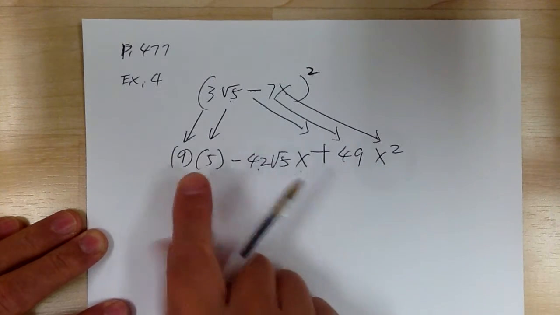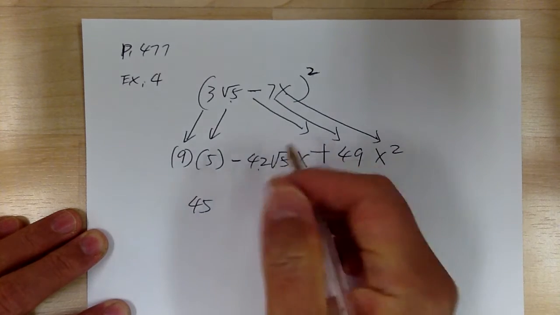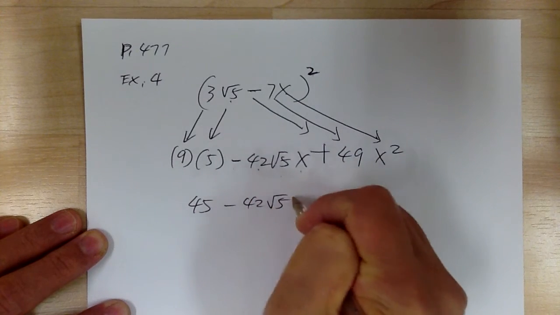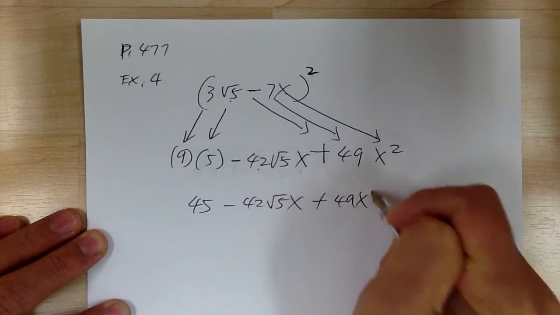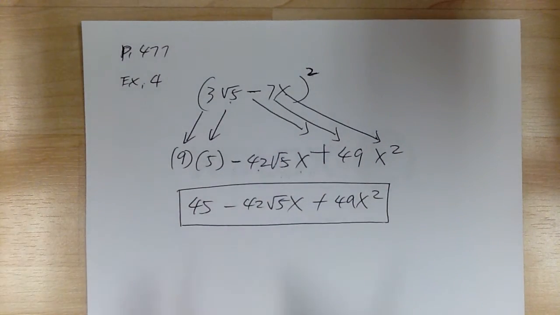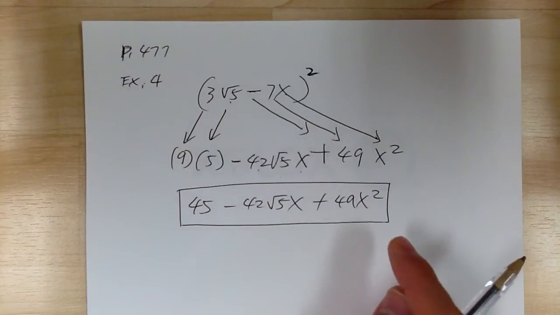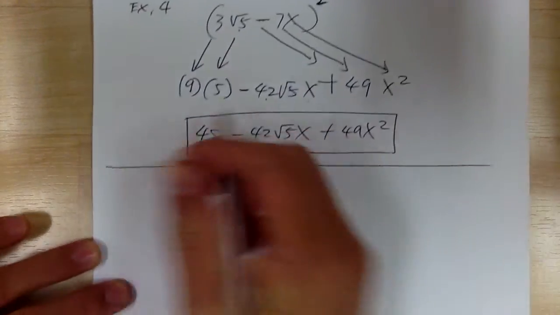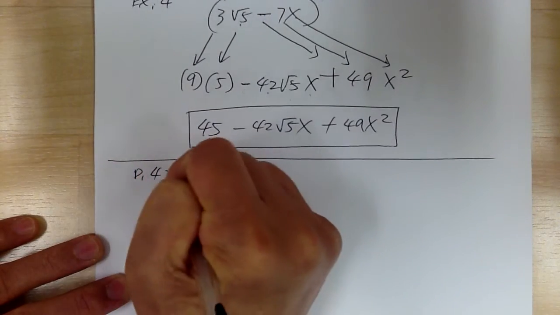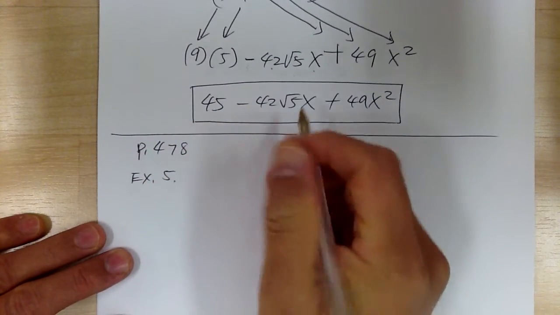This one you can multiply, so you get 45. And this one you cannot simplify. And so that would be your answer. Make sure you know how to do the special products, especially the conjugates. You're going to see this quite often. So make sure you know how to do conjugates. Okay, let's go to page 478 and example 5.